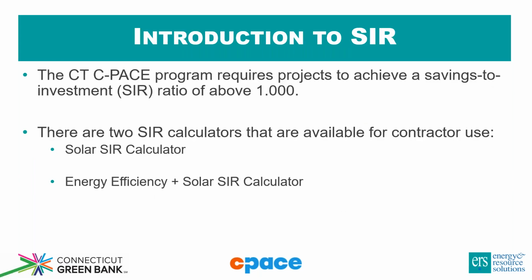So as Elise mentioned in the introduction, the Connecticut CPACE program guidelines require that projects achieve a savings to investment ratio, or SIR ratio, that's above 1. Which essentially means that over the life of the project, the total cash inflow should exceed the total cash outflow. And the cash outflow includes the cost of the project or cost of the measures, in addition to the financing fees, closing fees, and other things. And the savings can include the energy savings, income tax credits, depreciation credits, any available cash, really value streams. So the total inflow greater than total outflow, that's the goal.